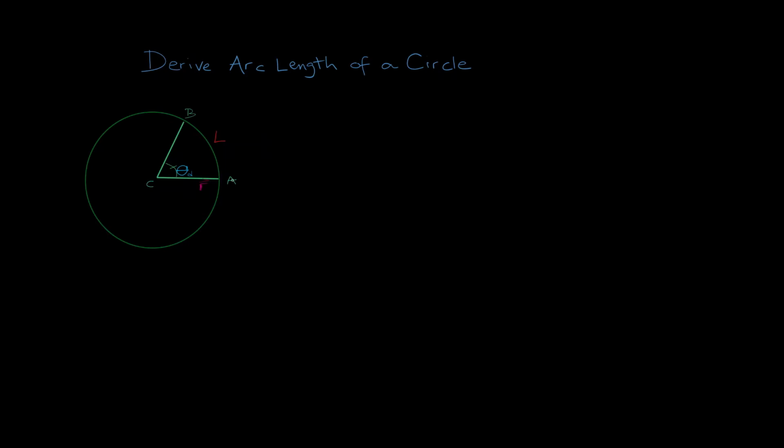Now, this portion of the circle between A and B, I'm going to go ahead and just draw it like this. This portion of the circle between A and B is called an arc. This one specifically is called an arc AB. And the distance along the circle on this arc between A and B is known as the arc length. And that's actually what we're trying to solve for here today.